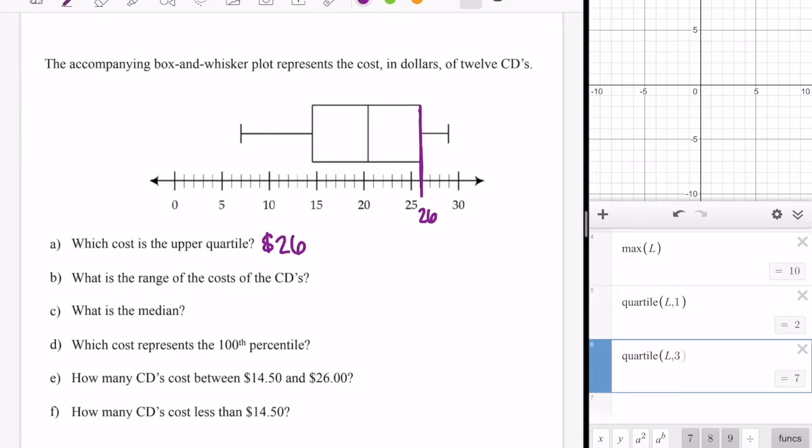Okay, what is the range of the cost of the CDs? So the range is your max minus the min. The max is wherever the end of our whisker is. So that's here, and that value falls at 29. So that's 29 minus the minimum. Our minimum is here, and that falls at 7. So 29 minus 7 is $22. So the CDs range from $7 to $29, a range of a $22 difference.